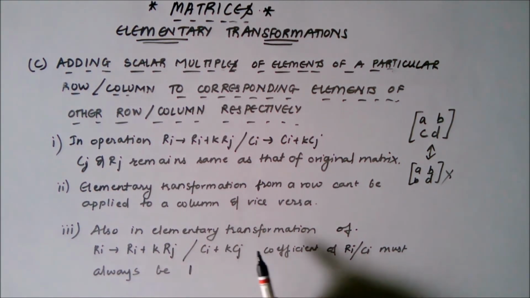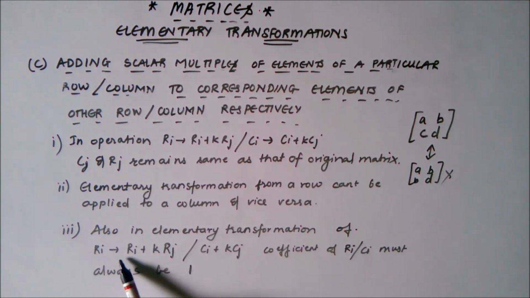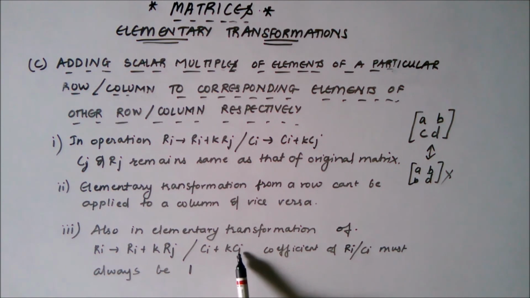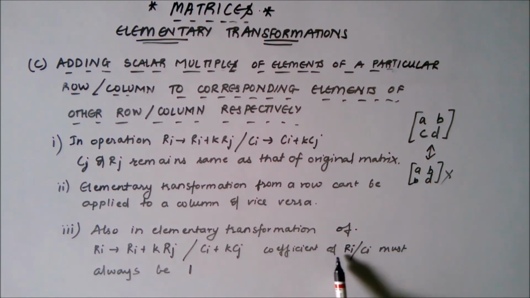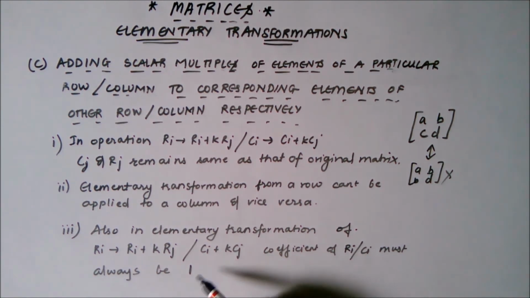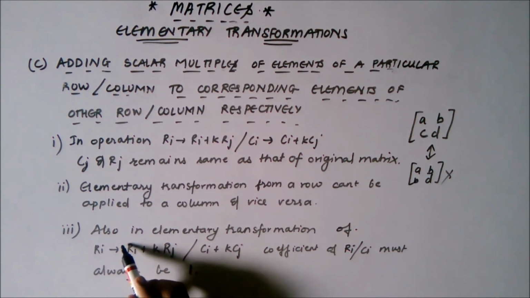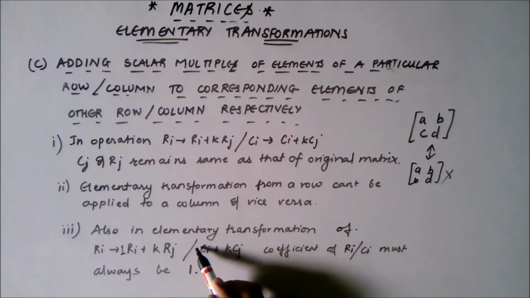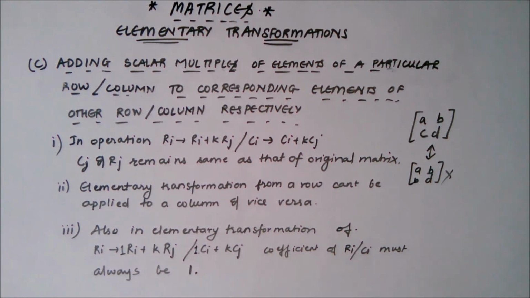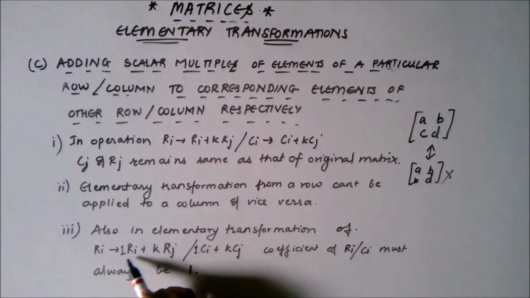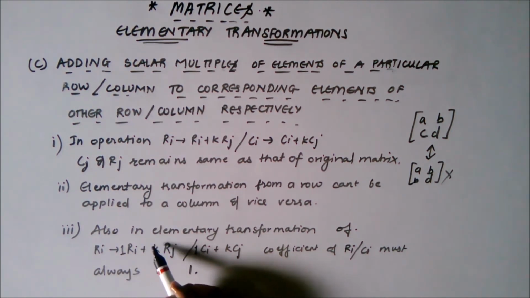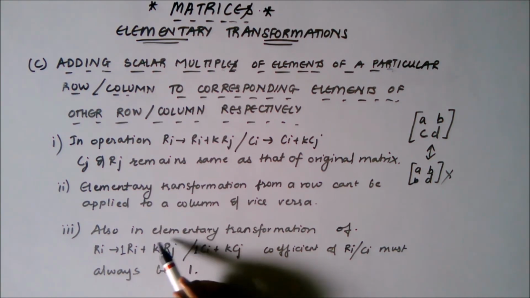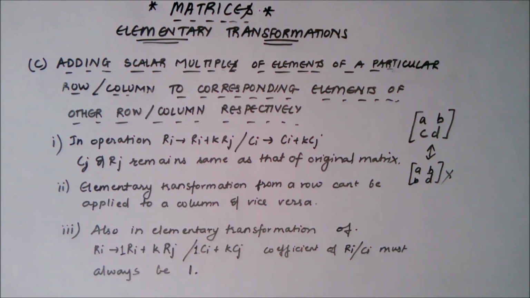And also, in the elementary transformation of Ri which gets transformed to Ri plus K Rj and Ci which gets transformed to Ci plus K Cj, the coefficient of Ri and Ci must always be 1. That is, you have already observed that here the coefficient is 1. We cannot multiply the row which needs to be transformed by any other multiplier while adding the scalar multiples of another row or column respectively.